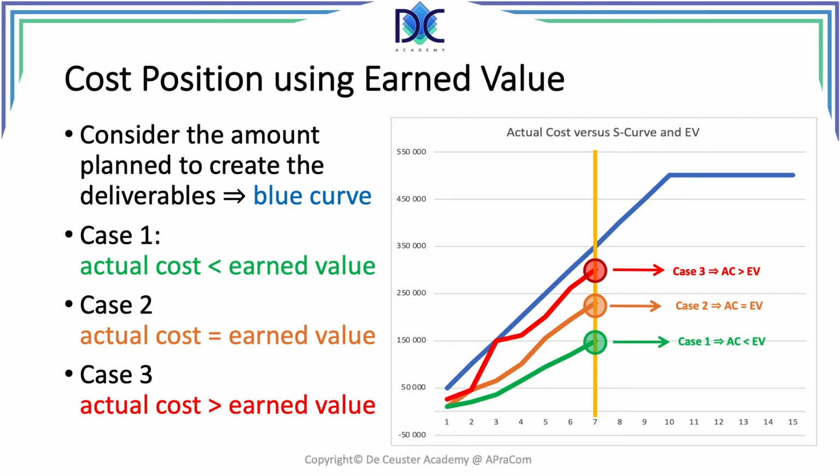Case 3 is not so nice. Again, that's the reason why it is in red, because the actual cost is higher than the earned value, which means for our project we are behind schedule and above budget. Now when we look at the red line at period 2, we see that it coincides with the earned value. So in period 2, at that moment, the actual cost was equal to the earned value. But after that, we didn't make it, we were spending more than planned.